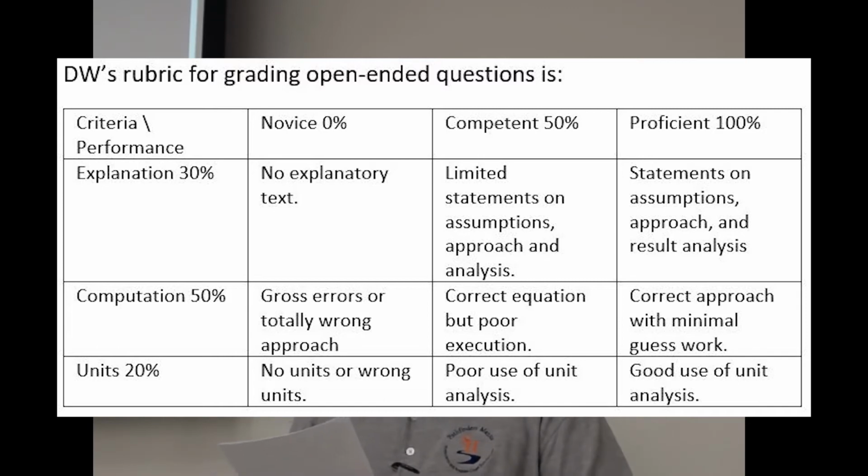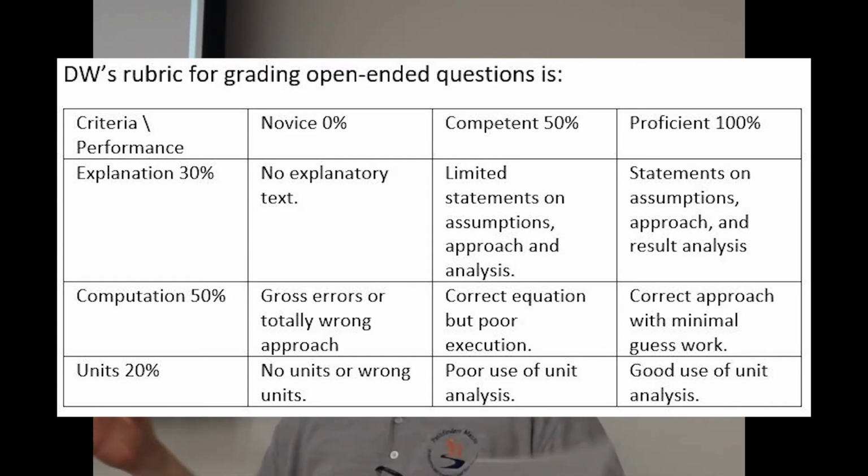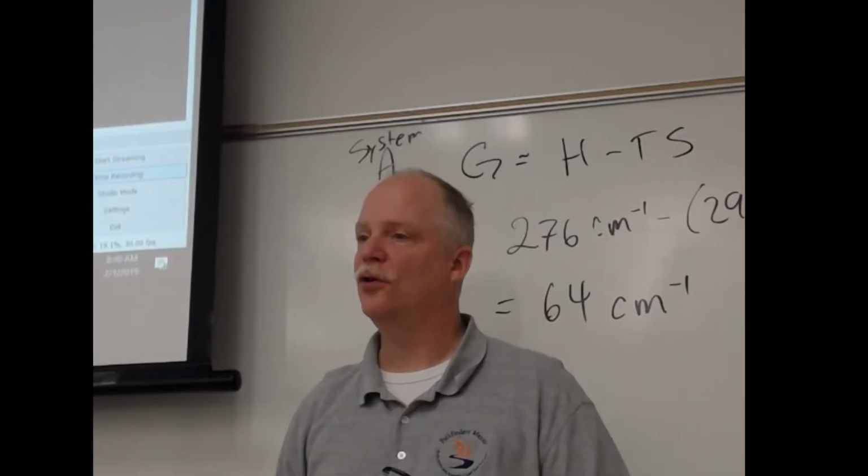And then full credit work is that you've stated your assumptions, you've analyzed your result. Yeah, this looks reasonable. This is good enough. If you get the right answer and you think you're confident in it, this looks reasonable, and you might say why, or correct approach with minimal guesswork. You've got the right equation and you don't have lots of extra equations thrown in there just for good measure. And then also a good use of unit analysis. That would be full credit.